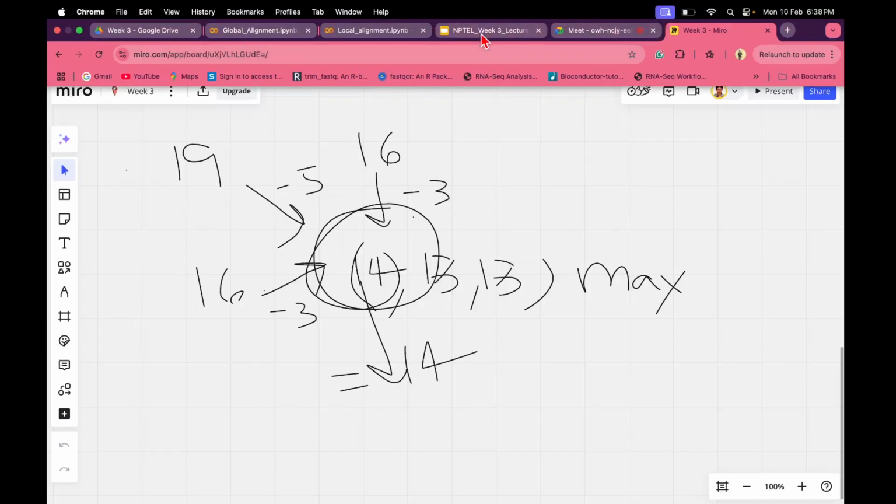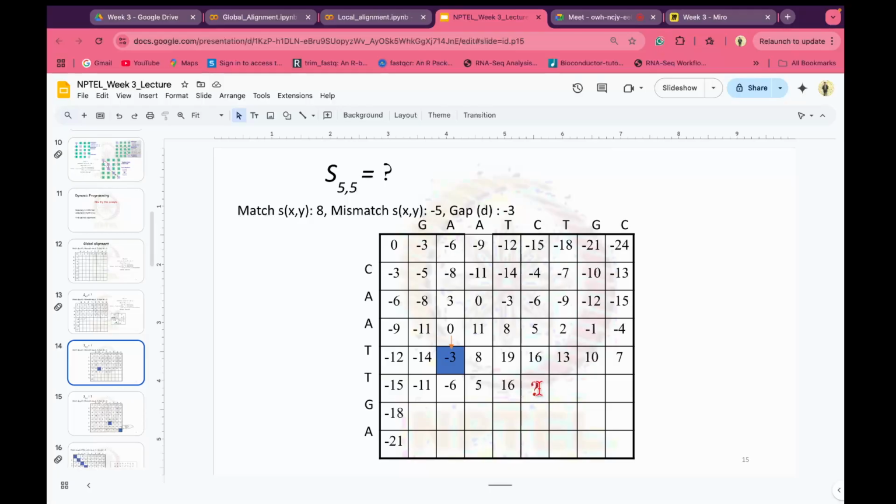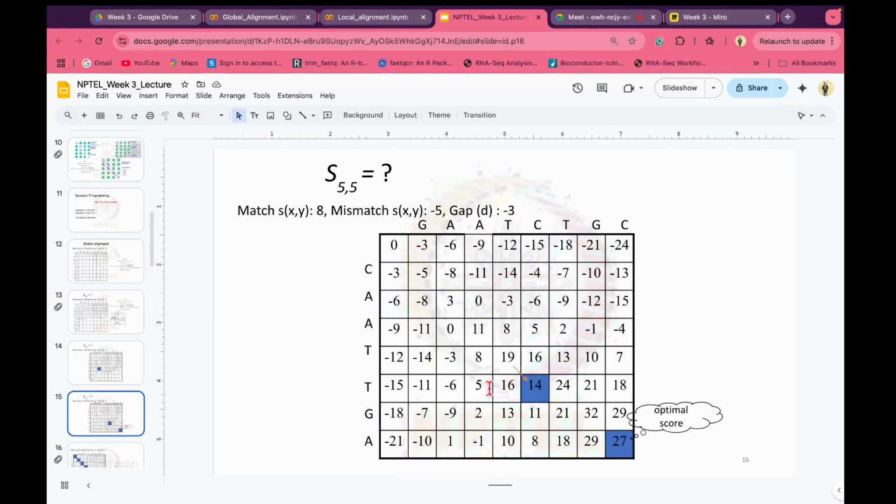Sir, for 19, why is it minus 5? It is matching, so shouldn't it be plus 8? It is not matching. Here the corresponding cell value is T and it is C. It is a condition of mismatch. T here and C here. Okay, sir. Got it.